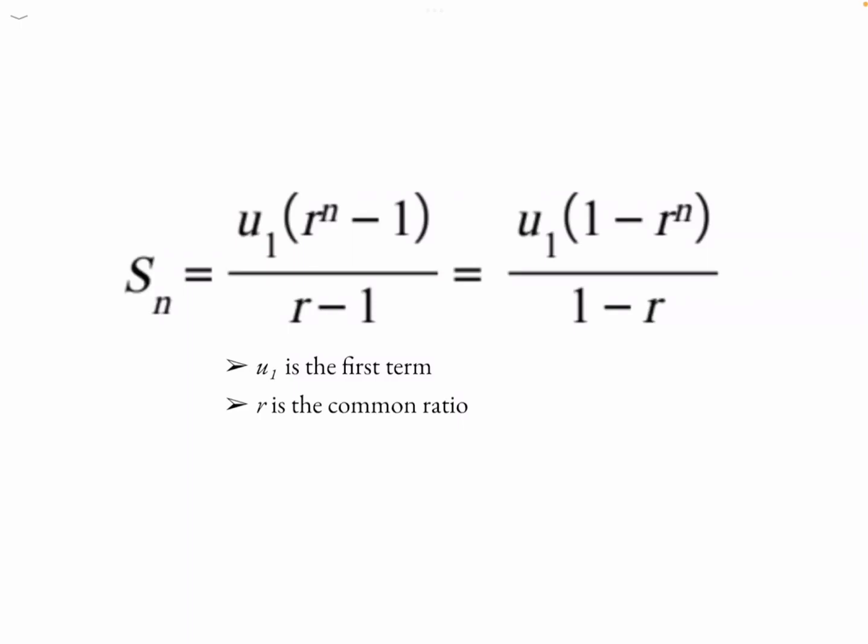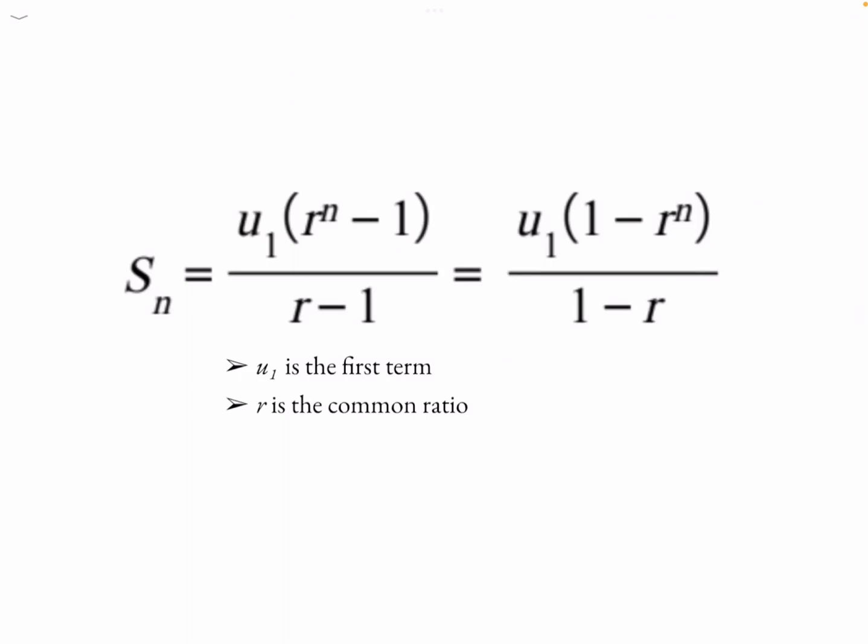A geometric series is the sum of a certain number of terms in a geometric sequence. This is expressed by the following formula, where u1 is the first term and r is the common ratio. Both these formulas are given in the formula booklet, so you don't need to memorize them. The first formula is more convenient if r is greater than 1, and the second formula is more convenient if r is less than 1.